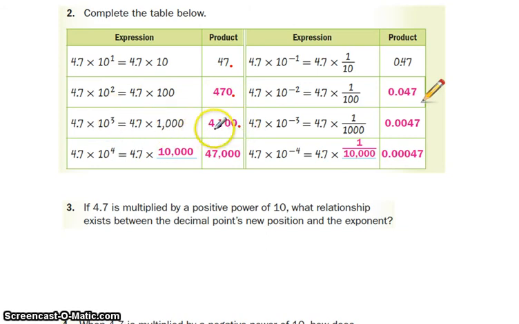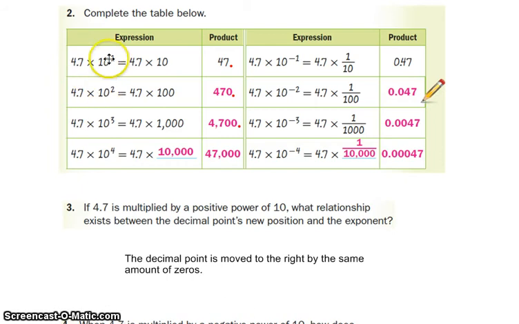the exponent is 3. We moved it 1, 2, 3 places. Exponent of 4, we moved it 1, 2, 3, 4 places. So our relationship then is the decimal point is moved to the right by the same amount as the zeros, or by your exponent. We moved it once, twice to the right, 3 times to the right, 4 times to the right.